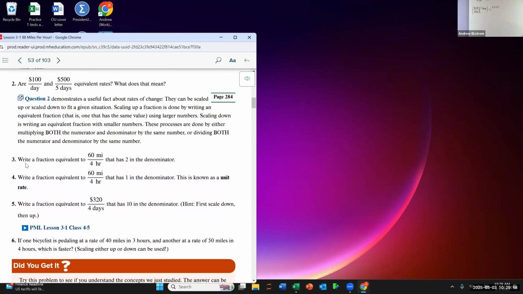Looking here, it says a rate of fraction equivalent to 60 miles in 4 hours. That has 2 in the denominator. What number do I have to multiply 4 by to get 2?